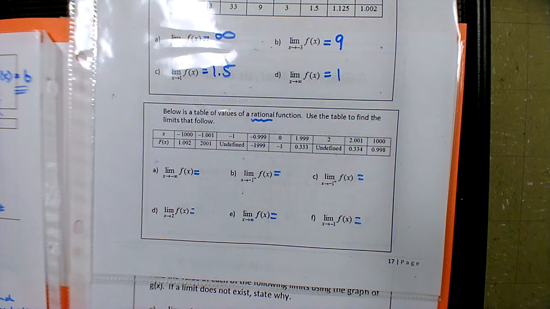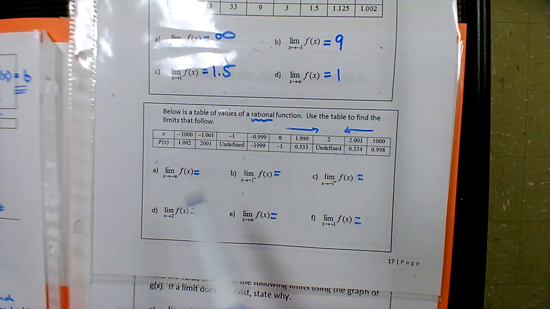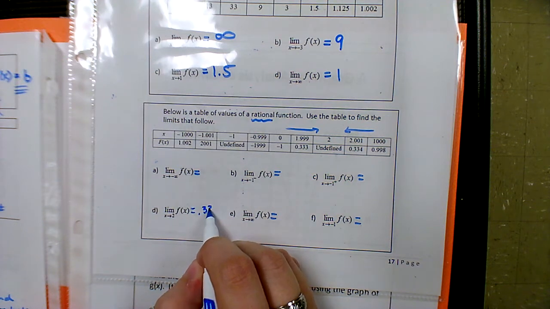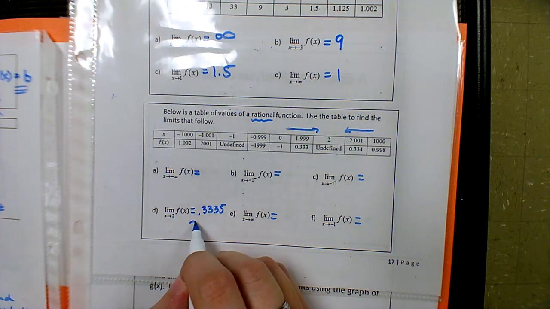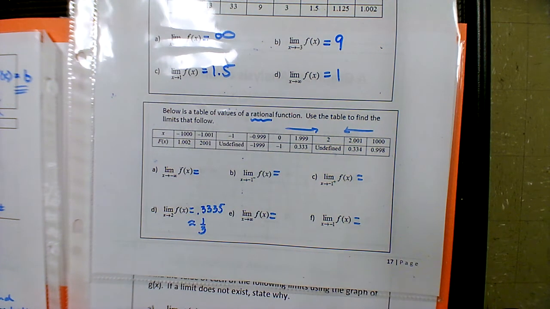Let's see, any takers? Any of the 6? You want to try one? Good, Dan. Which one do you want to try? The D. D, all right. As you approach 2 from the left and the right, what do the y values look like they're getting closer to? 0.3335, something like that? Okay. I would say that's roughly 1/3, okay?